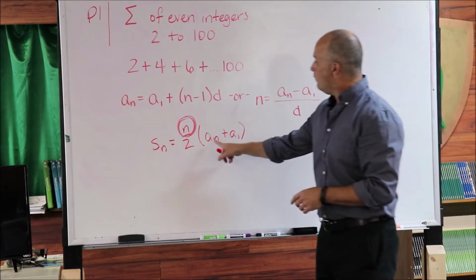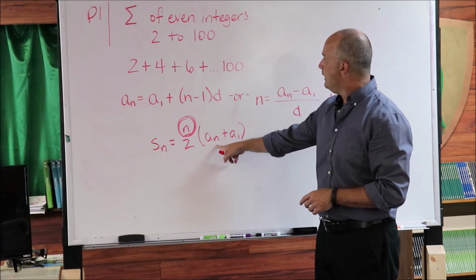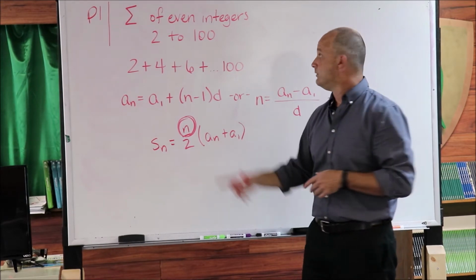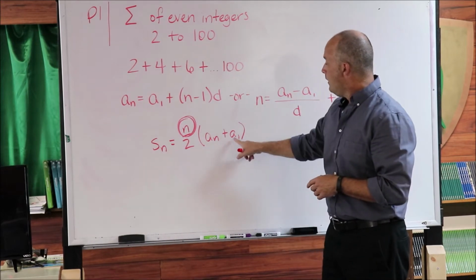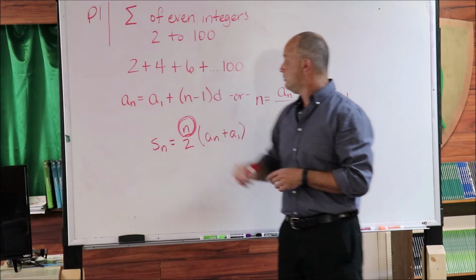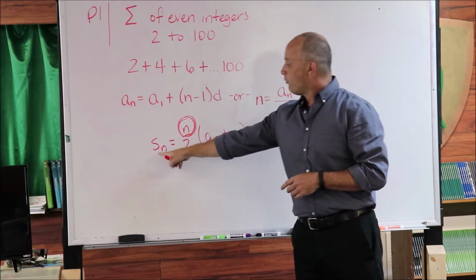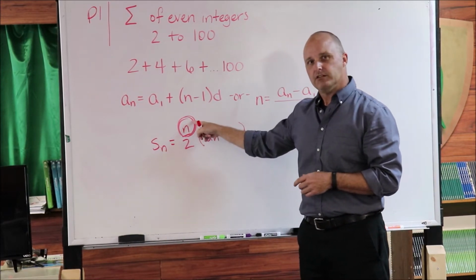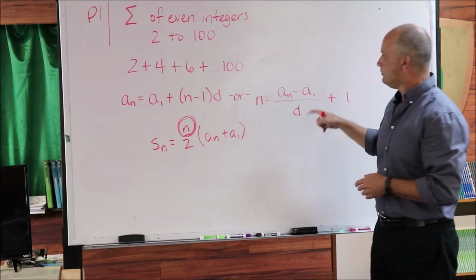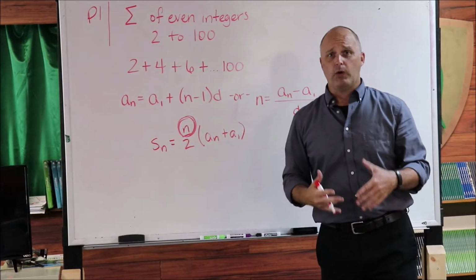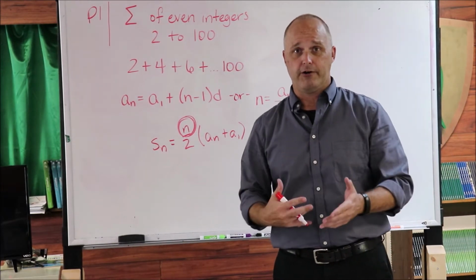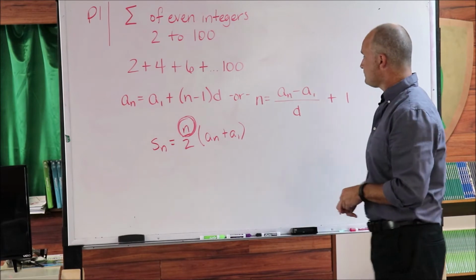So right now we know that a sub n is the last number in the sequence, or the last number in the series. That's going to be 100. We know that a sub 1 is the first number in the series or sequence, so that's 2. What we're looking for is the sum, so we need to get this number here. The way that we're going to do this is to use either one of these 2 equations. Both of these equations are the same thing. The only difference is we're solving for a different variable with these equations.